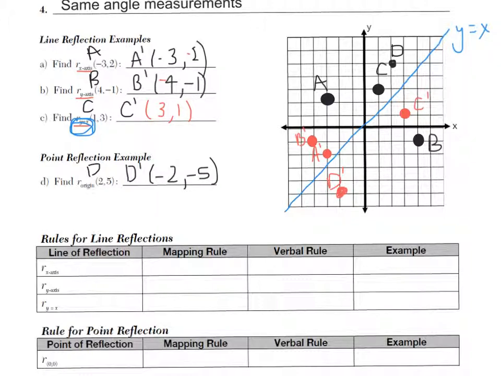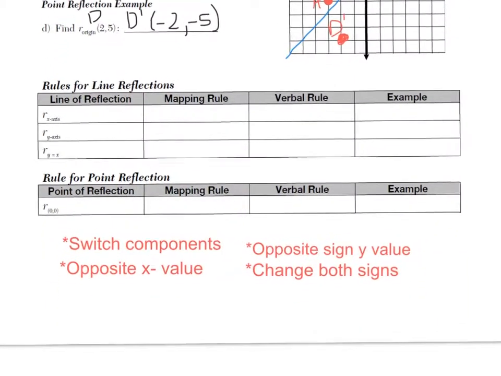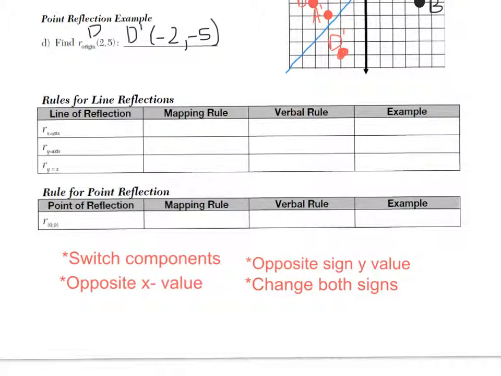So now comes our most important part of our notes really today, and that comes down to our rules for line reflections and our rules for point reflection. This is going to be the section that you're probably going to be referring to all day today. So let's start this off. The first thing we want to write down is what's the line of reflection. So if it looks like this, the line of reflection is the x-axis, and below that would be the y-axis, and here y equals x.